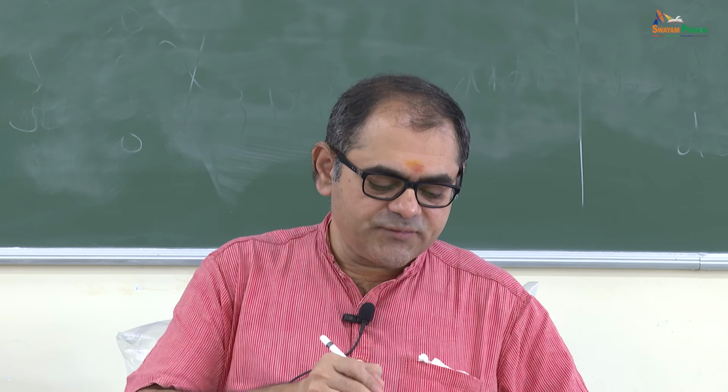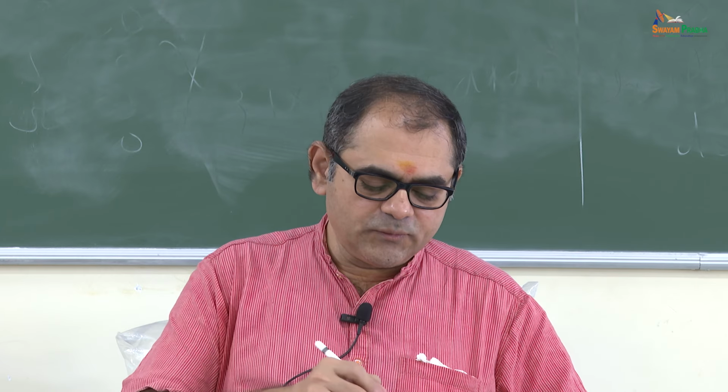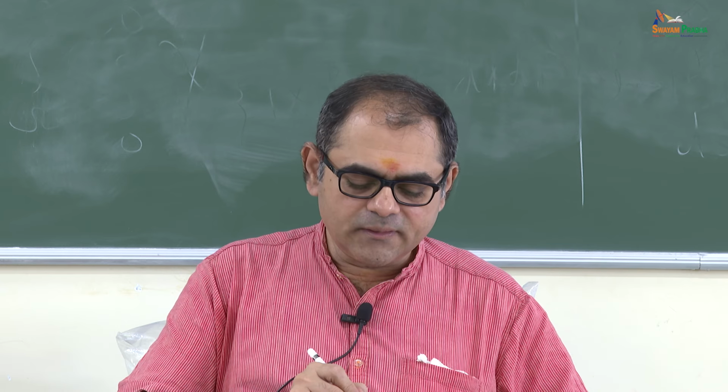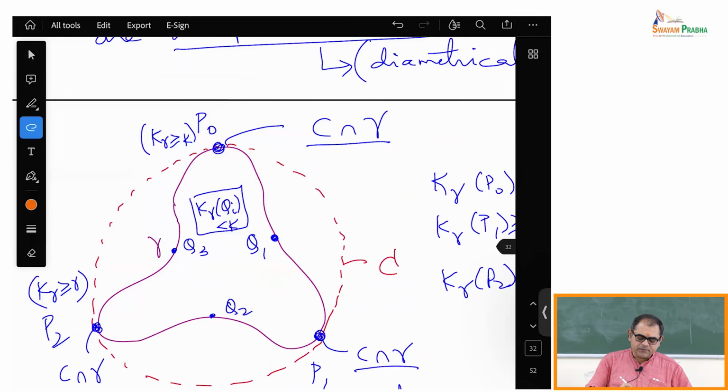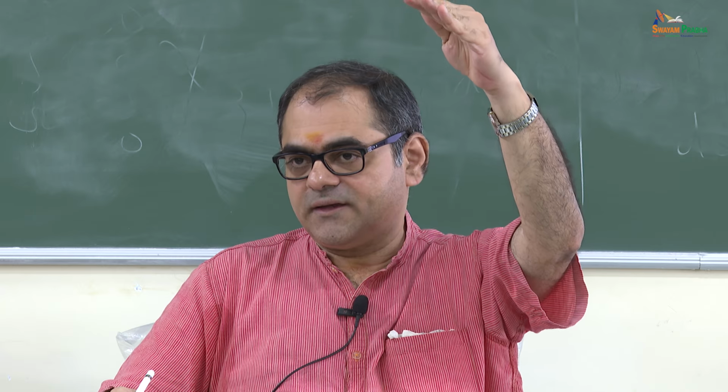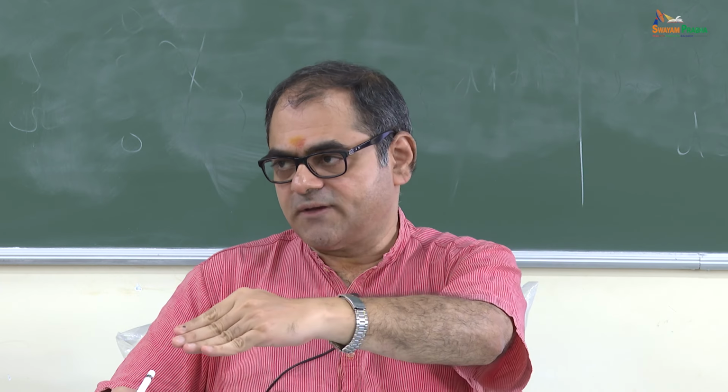What is going to happen is that you look at the portion of the curve from here to here, and also the portion of the curve from here to here. At P naught the curvature is greater than or equal to K. When you come to Q1, the curvature is strictly less than K. Therefore the curvature is decreasing, going from values greater than or equal to K to values strictly less than K.